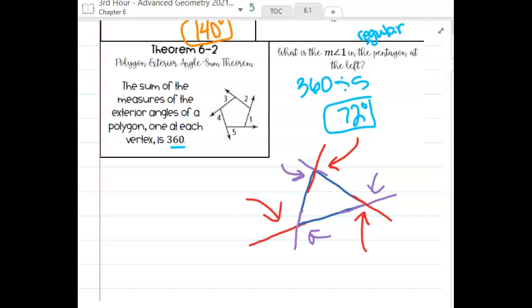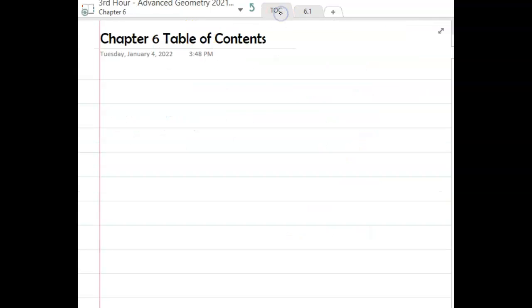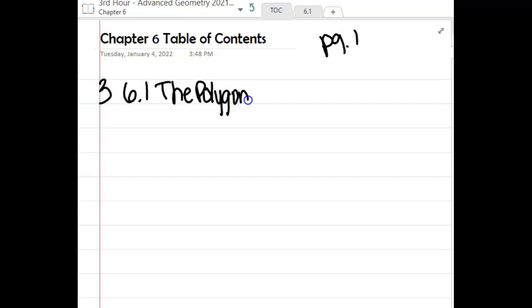Okay, let's make sure we all have our notebooks set up correctly. Remember, the first full 2 pages are going to be page 1 and page 2. Page 1 is going to be your table of contents. The vocab that you guys did yesterday is going to be glued on page 2. Today's section is going to be glued onto page 3. This is section 6.1, and it is the polygon angle sum theorems.